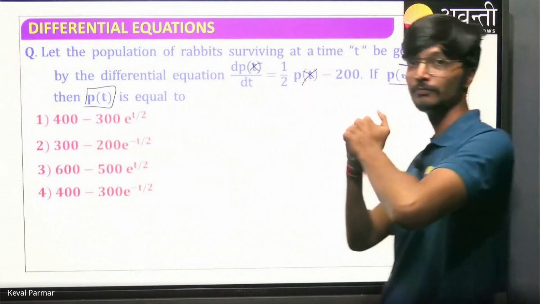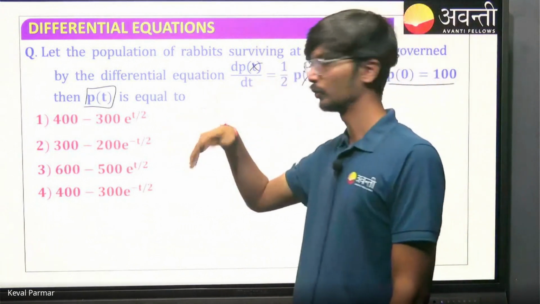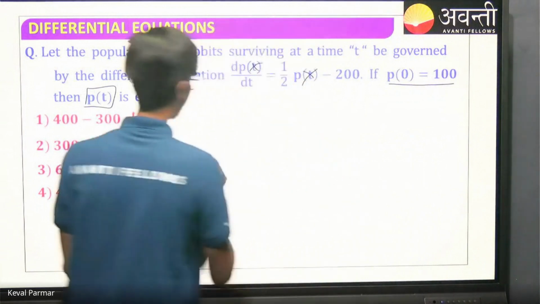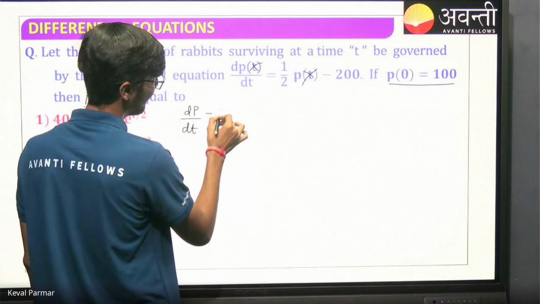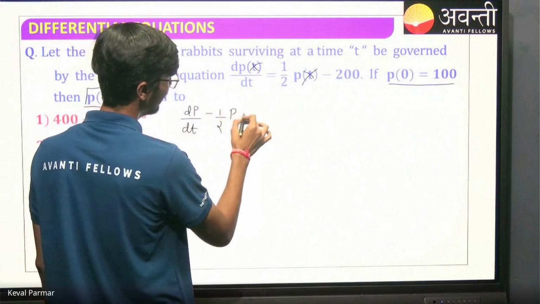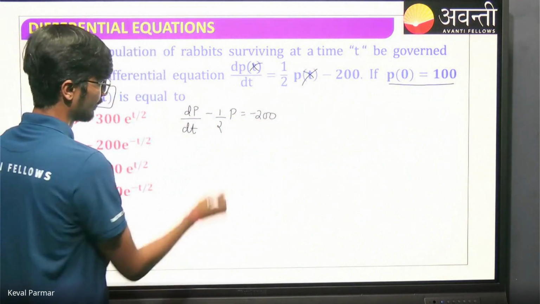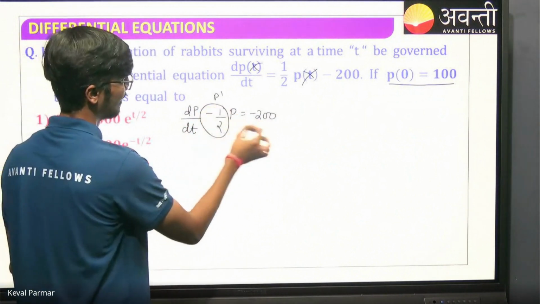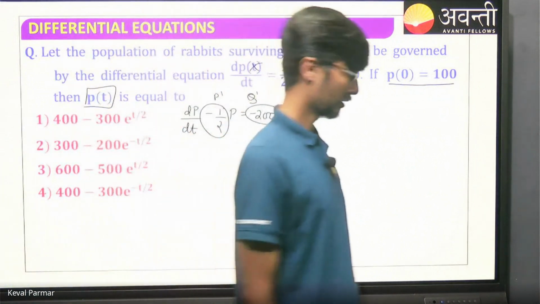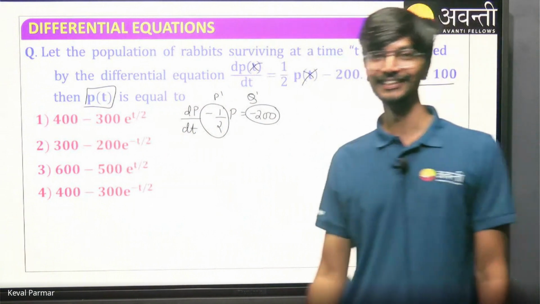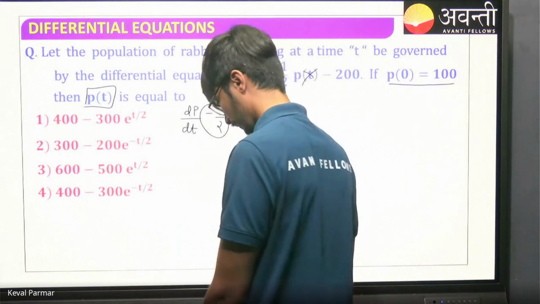अच्छा, let me give you something. This is a linear D, right? dy by dx plus py equals to q. So I can write this as dp by dt minus 1 by 2 p is equals to minus 200. So this is my P and this is my Q. So now you can easily solve. अभी तो बचा ही नहीं है कुछ, c के वैल्यू के लिए बाउंड्री कंडीशन भी दी है. So I guess I'll also start solving, है ना?